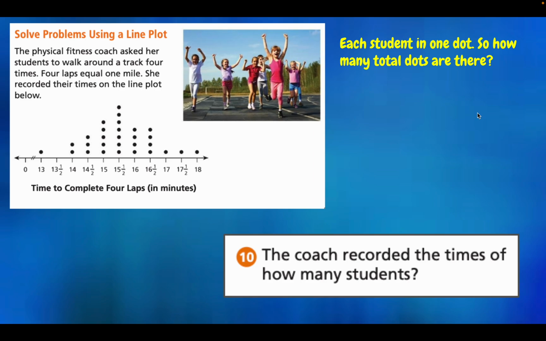All right. Number 10, the coach recorded the times of how many students? Each student is 1 dot. So how many total dots are there?